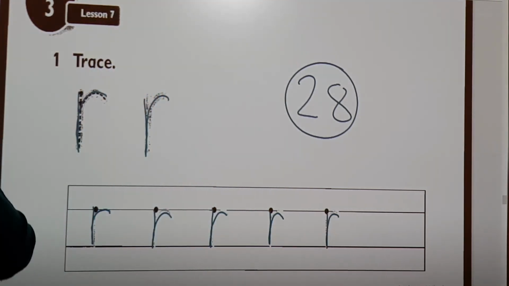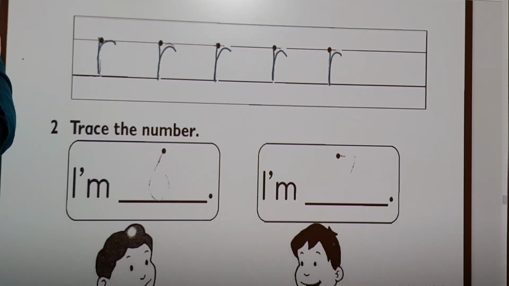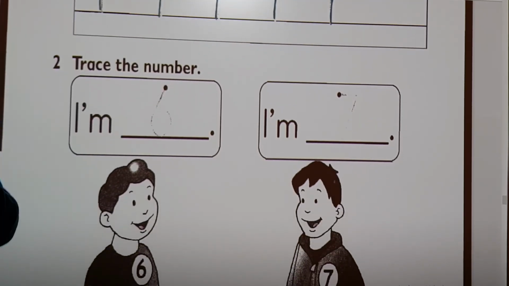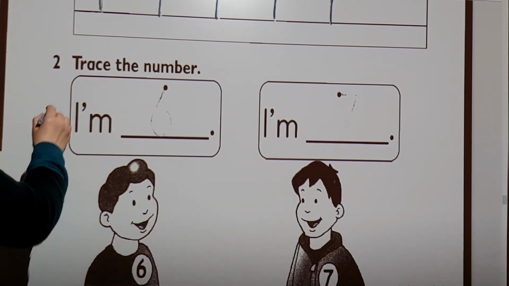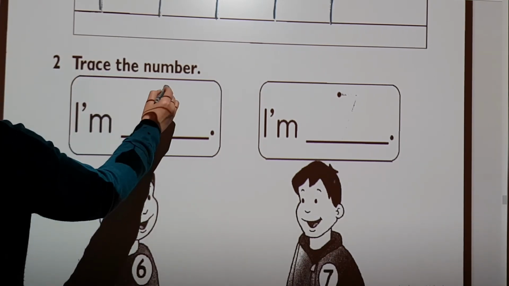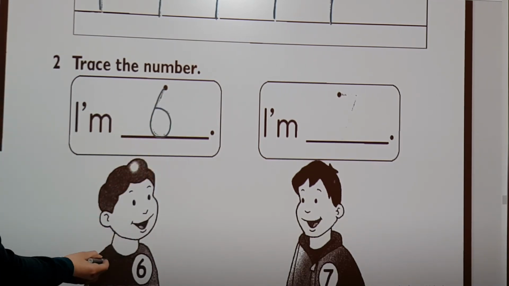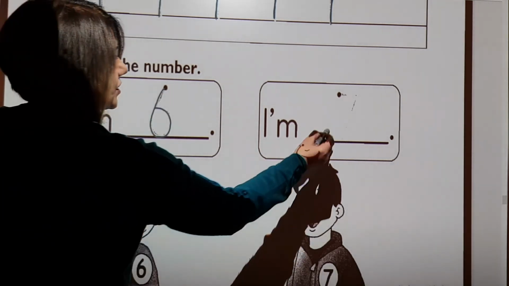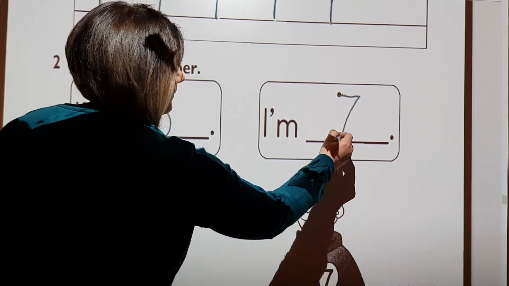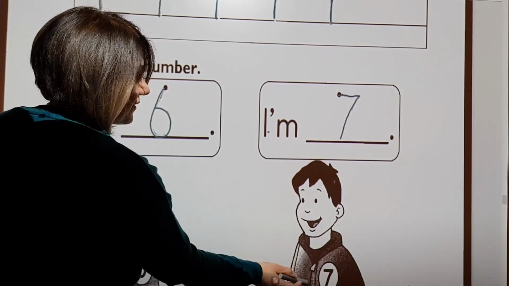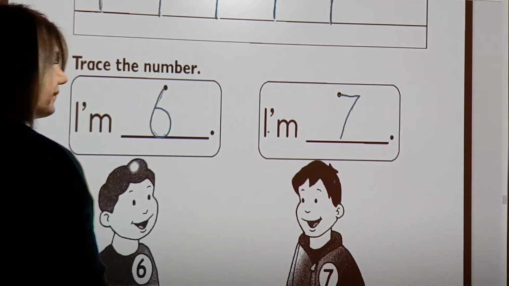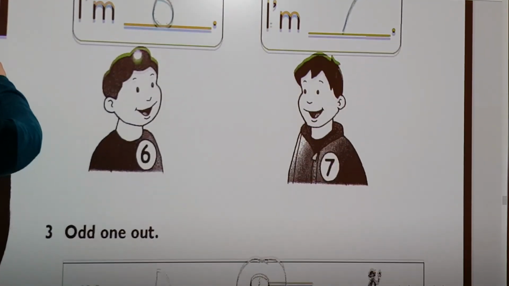Okay, now let's go to activity 2. And on activity 2, trace the number. Let's trace 6. And 6. And let's trace 7. And 7. Now let's go to activity 3.